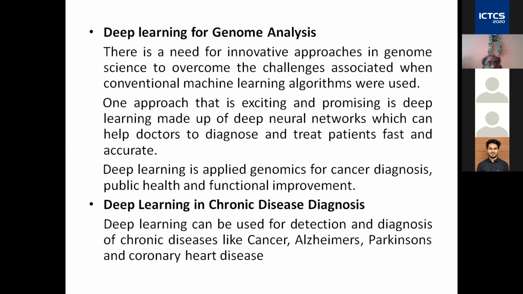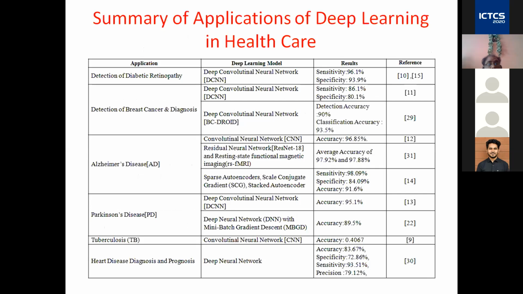Deep learning is applied in genomics for cancer diagnosis, public health, and functional improvement. It is also used in chronic disease diagnosis, like detection and diagnosis of chronic diseases like cancer, Alzheimer's, Parkinson's, and coronary heart disease. And this is a summary of applications of deep learning in healthcare, their results, and the papers referred.